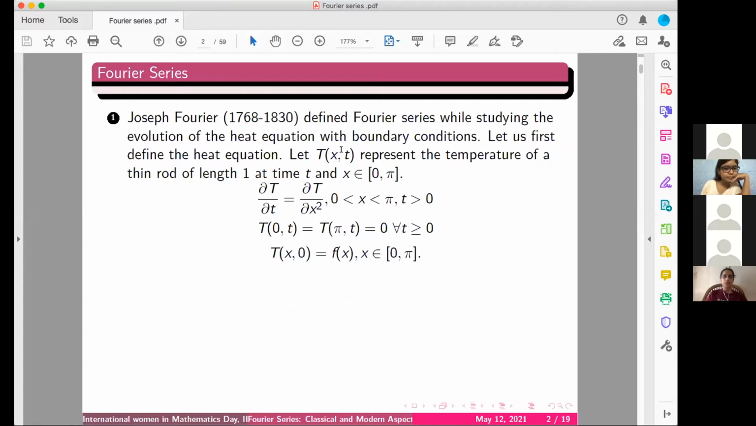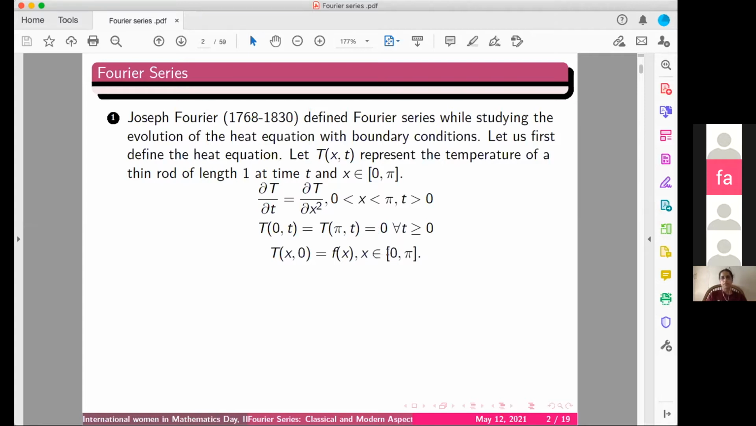Joseph Fourier defined Fourier series while studying the evolution of the heat equation with boundary conditions. So let us first define the heat equation. Let T(x,t) represent the temperature of a thin rod of length 1 at time t. Okay, it should be pi, I'm sorry for the typo, x in (0, pi). And this is the heat equation, which the temperature follows for x between 0 and pi and t positive. And then the boundary condition is that the temperature at 0 and pi for all time is 0.